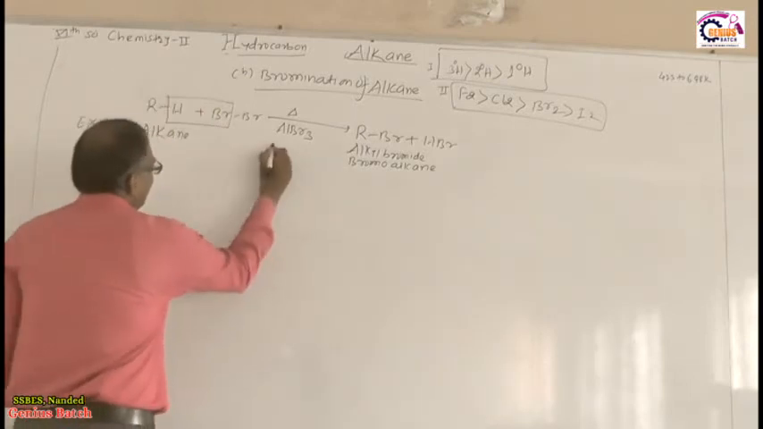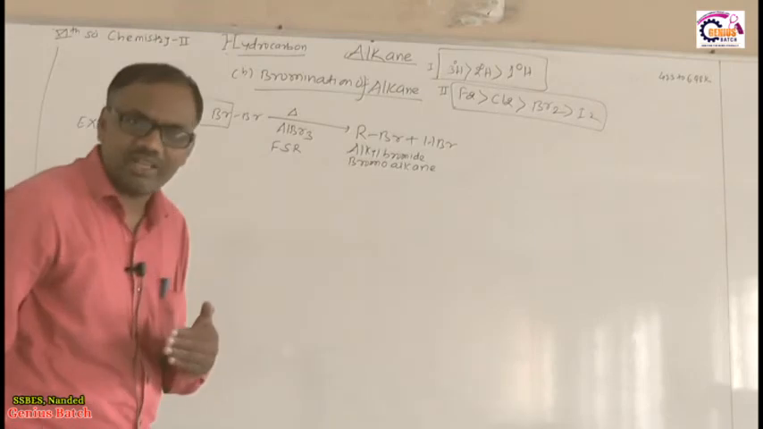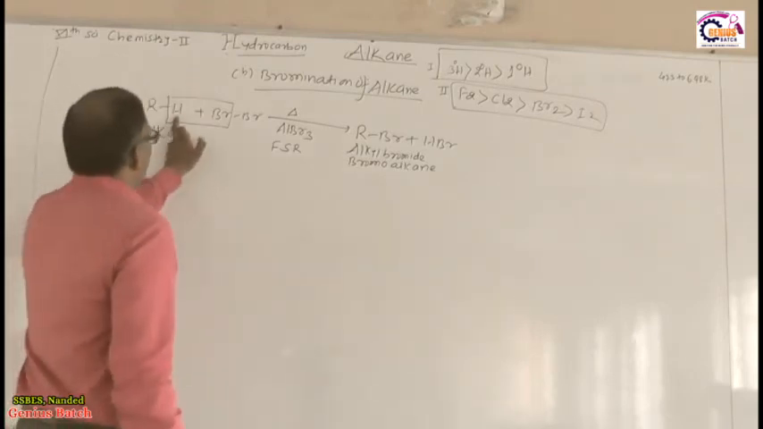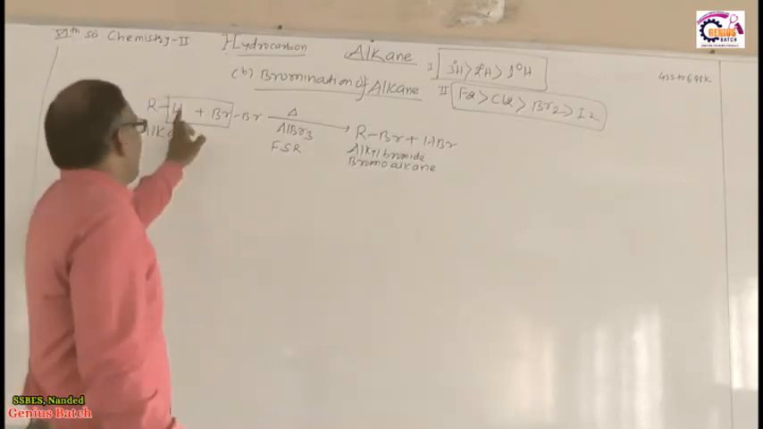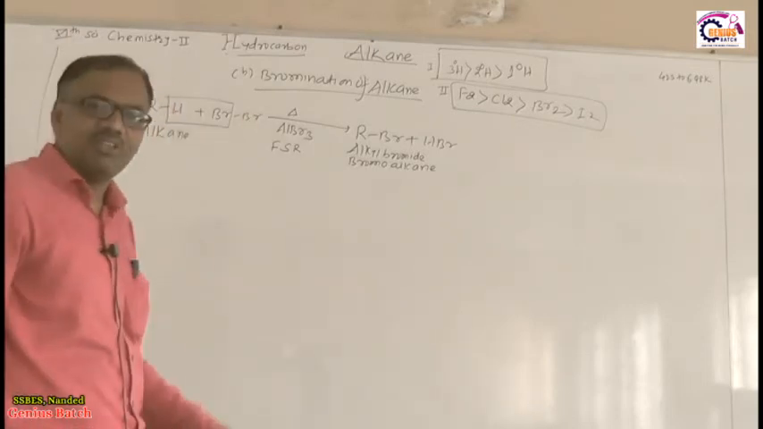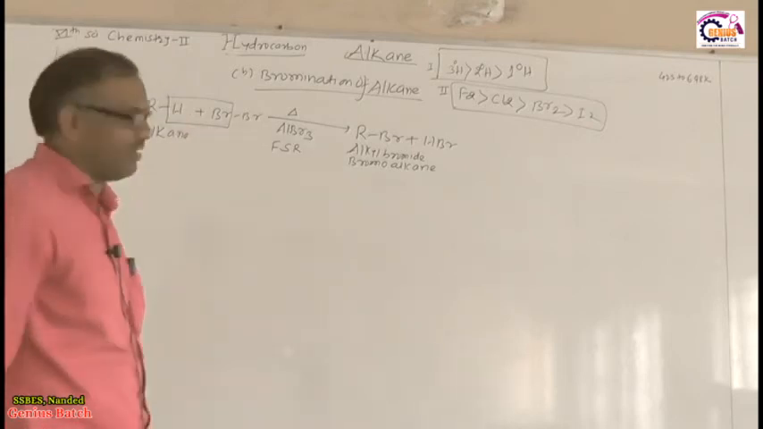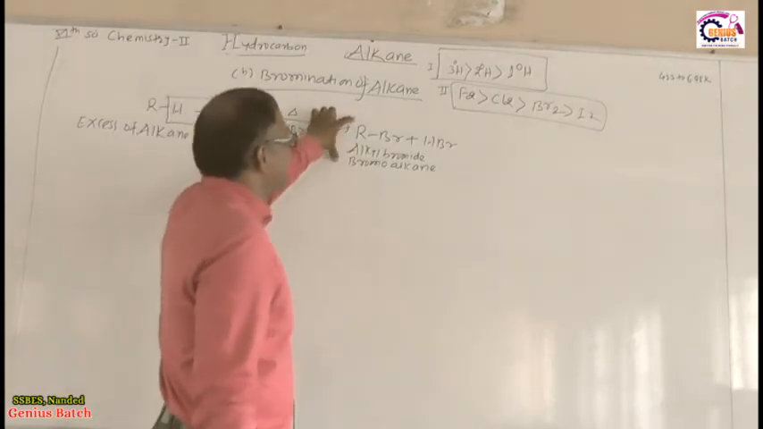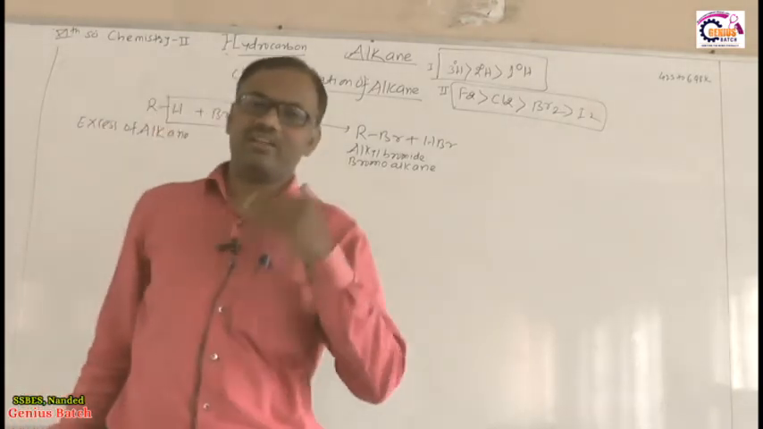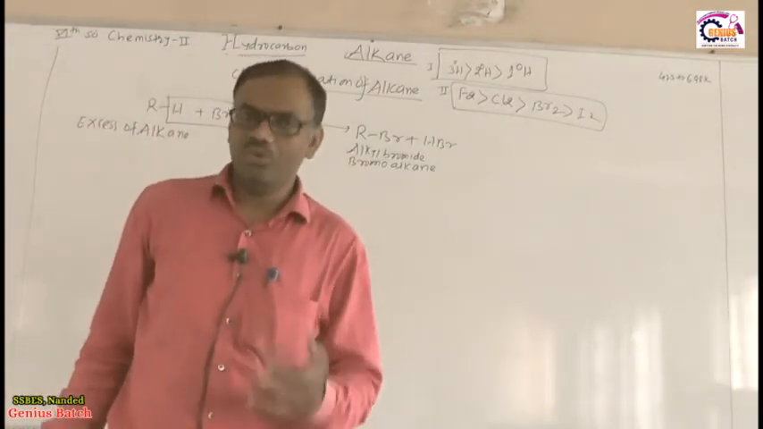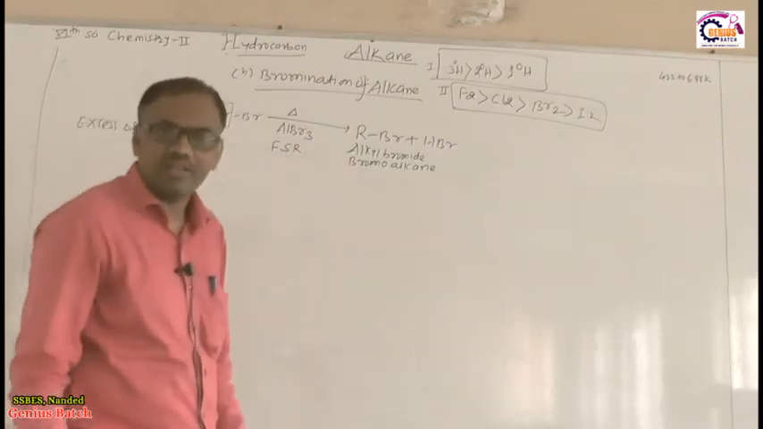So this type of reaction is the free radical substitution reaction. Why is it called a free radical substitution reaction? Because the hydrogen free radical is substituted by the bromine free radical, or the hydrogen free radical is replaced by the bromine free radical. So therefore this is called the replacement reaction. Okay, free radical replacement reaction or free radical substitution reaction. So you know the type of reaction: free radical substitution reaction.